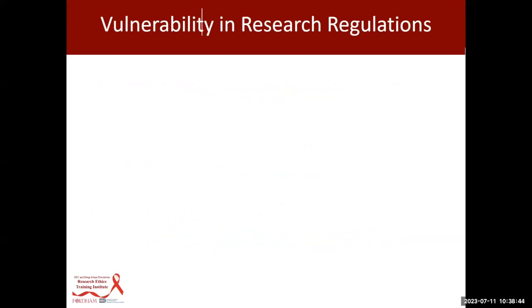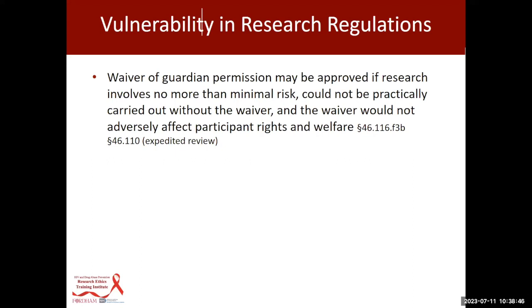So, vulnerability in research regulations. You're allowed to waive guardian permission under federal regulations if the research involves no more than minimal risk, could not be practically carried out without the waiver, and the waiver would not adversely affect the participants' rights and welfare. The problem is that a lot of IRBs just ignore this, and they go to Subpart D, and they don't even go back to this.